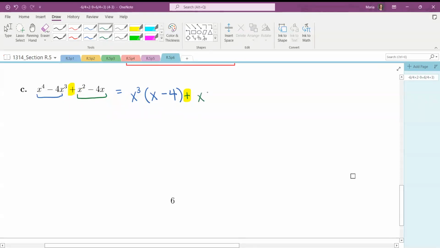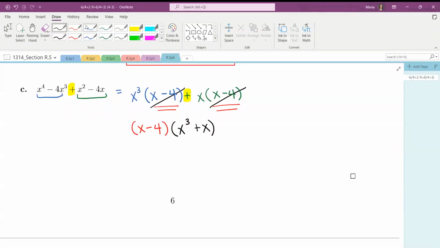And then for x squared minus 4x, you can take out an x. That's going to leave you with x minus 4. So now, on either side of the plus sign, a common factor of x minus 4 pops up. So we're going to take that out, and then we can write what's left. If you take out the x minus 4 from the first piece, you're going to get x cubed left, and then you take out the x minus 4 from the other side. That will leave you a plus with plus x.